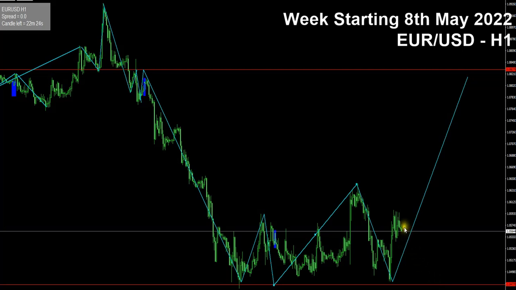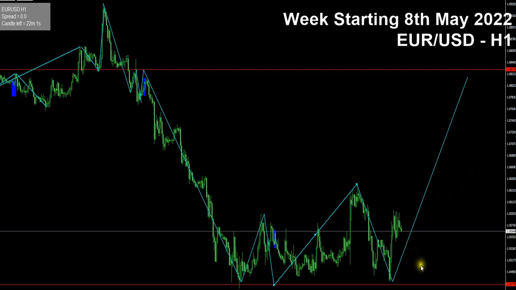And of course, if that doesn't happen, if price just continues all the way up to this area, and this area is the 1.08280 mark, when price gets up to here, it might be next week, it might even be the week after, but when price gets up to here, we'll be looking for price to stall around this area as well.